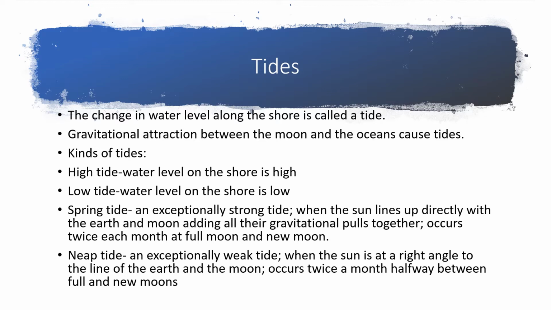Twice a month you'll get some unusual tides. One is called a spring tide. It's an exceptionally high tide, and that is when the sun lines up directly with the Earth and the moon, and all their gravitational pulls are added up together. And so that pulls the water extra high up onto the shore, versus a neap tide, which is an exceptionally low tide, and that's when the sun is at a right angle to the Earth and the moon. And that also occurs twice a month, and that's at halfway between the full moons and the new moons.